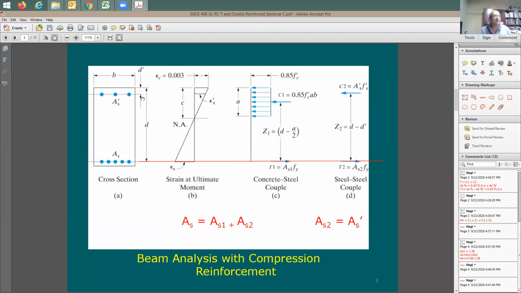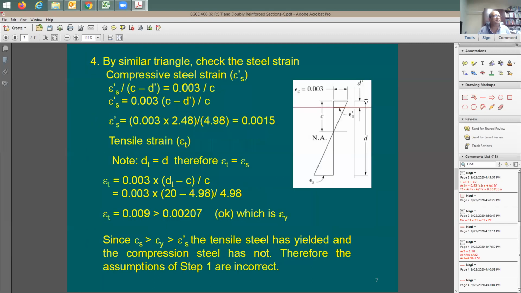It's right here. You see this D prime? This is going to be the depth of the compression reinforcing. So here is the strain in the compression steel, 0.0015. Now, question to you: has the compression steel yielded already or not? It didn't yield. How much is the strain in the steel for it to yield? Epsilon Y for the steel is equal to 0.0021. So the steel here is not yielding yet.